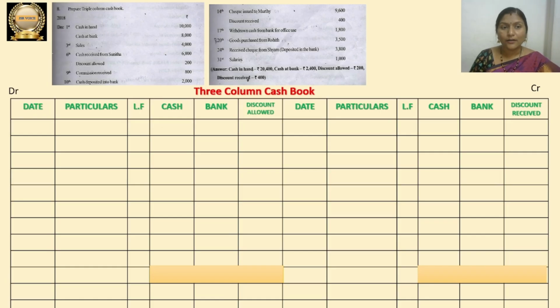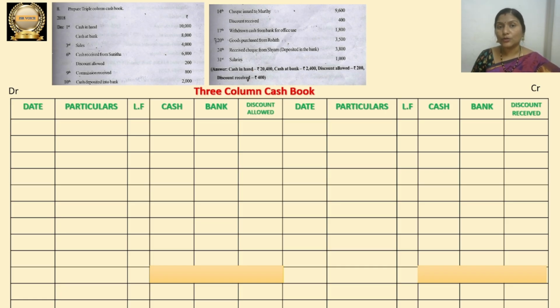This is the format of the 3-column cash book that we should draw before entering the items on the debit as well as the credit side. There is a question on the top, which you can see on the screen. Prepare a triple column cash book. Dates start from December 1st, 2018 and end on the 31st. The last transaction is salaries 1000. That is the complete question.